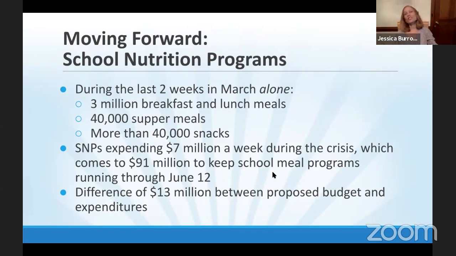Okay, so school nutrition. They haven't received it yet, but the proposal on the table is $78 million. And just to take a step back, during the last 2 weeks in March alone, school nutrition staff served nearly 3 million breakfast and lunch meals, 40,000 supper meals, and more than 40,000 snacks to keep children in North Carolina from going hungry. North Carolina's school nutrition program and their staff continue to serve on the front lines of feeding children across the state every day, even though federal funding does not cover all the costs of food, labor, and transport.